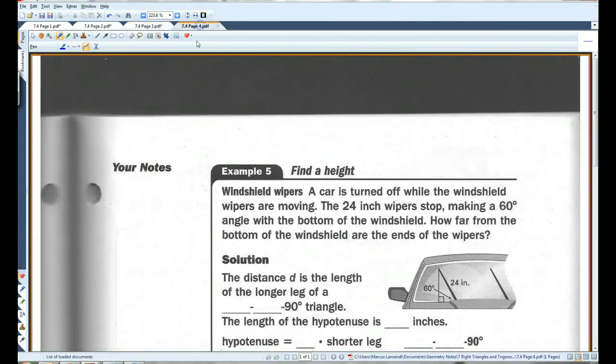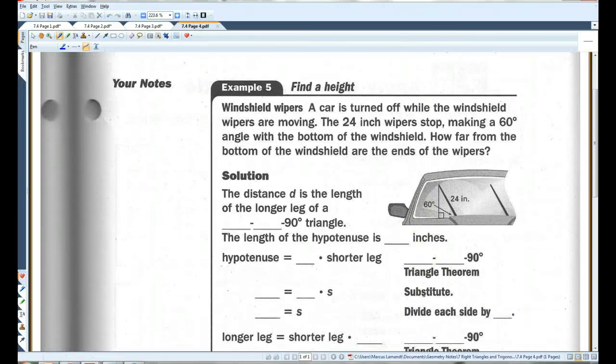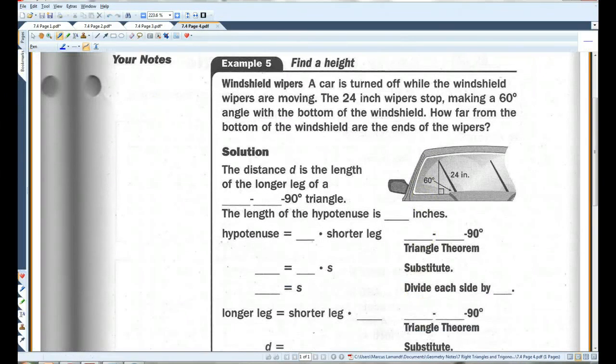Alright. Okay. A car is turned off while the windshield wipers are moving. The 24-inch wipers stop, making a 60-degree angle with the bottom of the windshield. How far from the bottom of the windshield are the ends of the wipers? So, as you can see in the diagram, this is 60 degrees. We have a right angle. This is a 30, 60, 90 triangle.